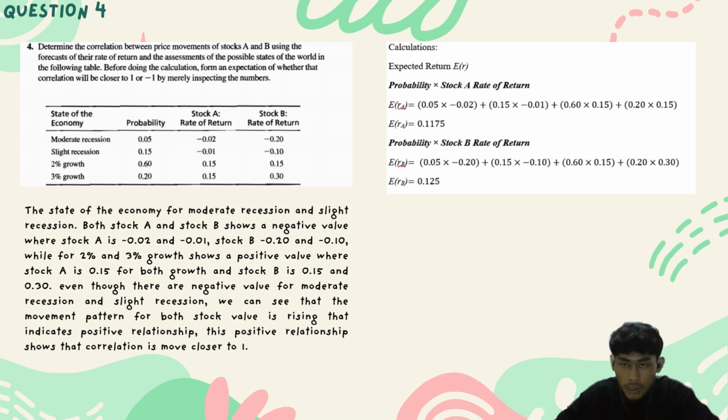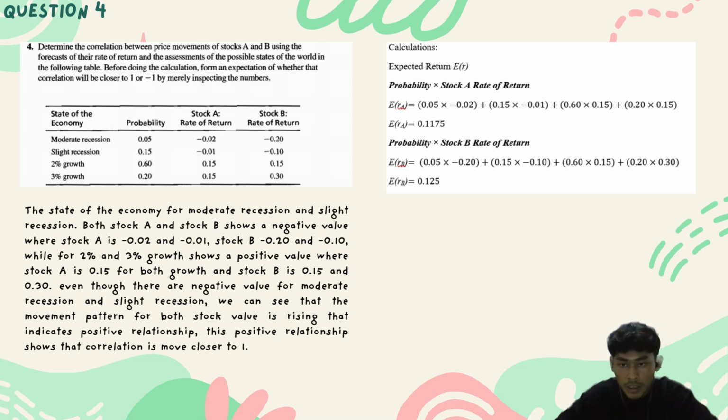So for the first question, which is question 4, determine the correlation between price movements of stock A and B using the forecast of their rate of return and the assessment of the possible states of the world in the following table. Before doing the calculation, form an expectation of whether that correlation will be closer to 1 or -1 by merely inspecting the numbers.